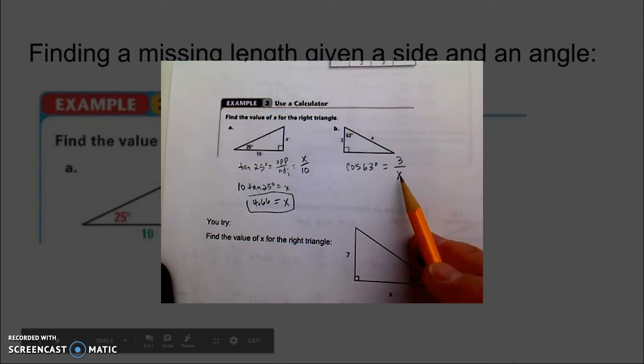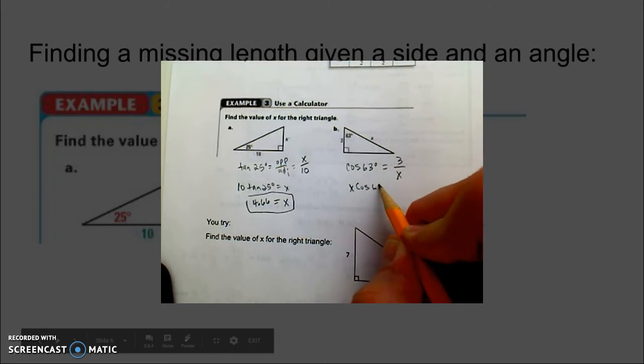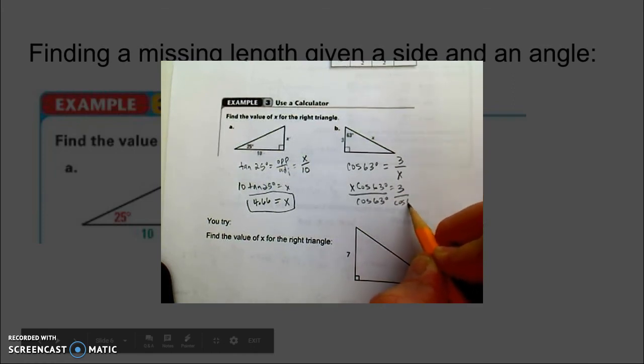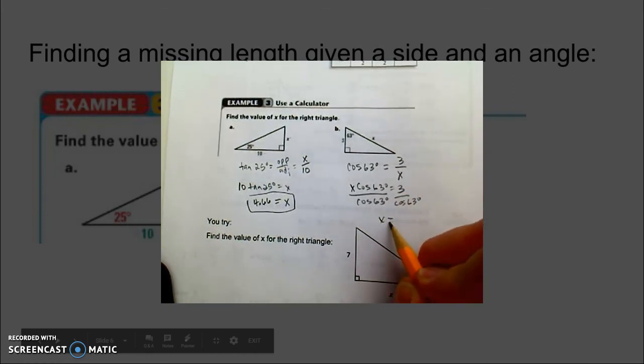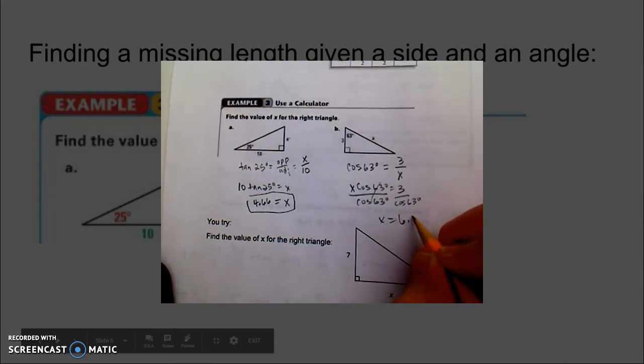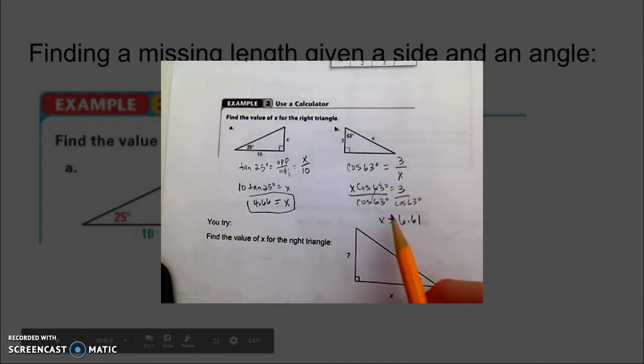Now I'm solving for x. So x times the cosine of 63 degrees equals 3. So I can see that x is equal to 3 divided by cosine of 63. I'll type that into my calculator. I get 6.61 for this x value.